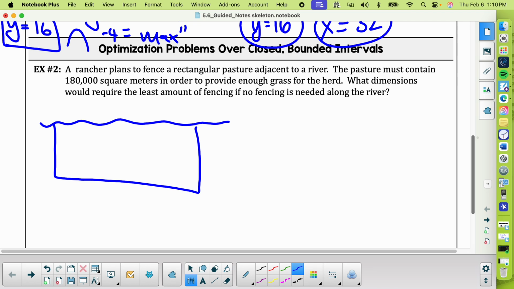Pasture must contain 180,000 square meters. Oh, it's just a rectangle. I thought this was gonna be more complicated.